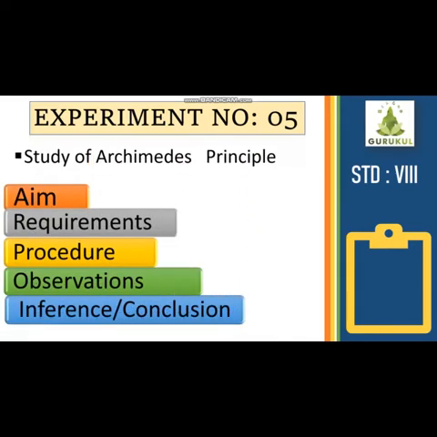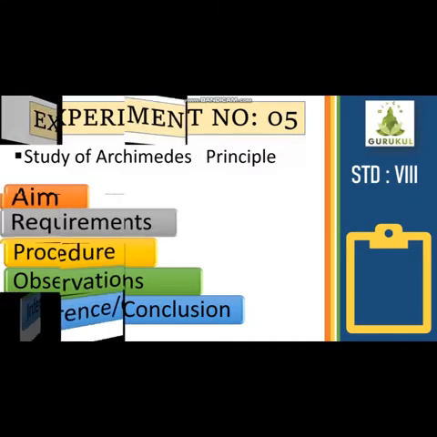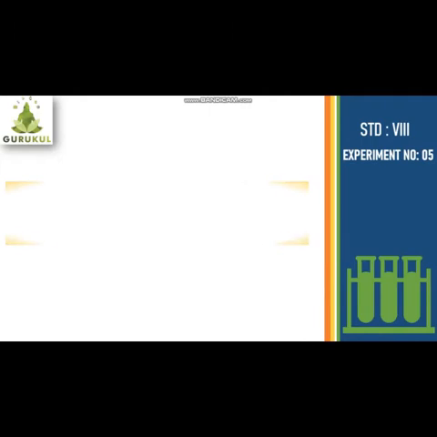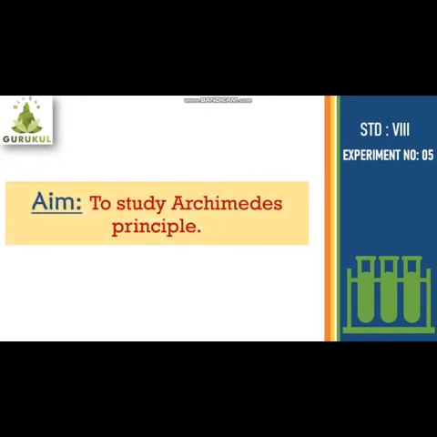Experiment number 5. Title of the experiment is Study of Archimedes Principle. We are going to understand this experiment under 5 subheadings: aim, requirements, procedure, observations, inference or conclusion. Aim of the experiment is to study the Archimedes principle.